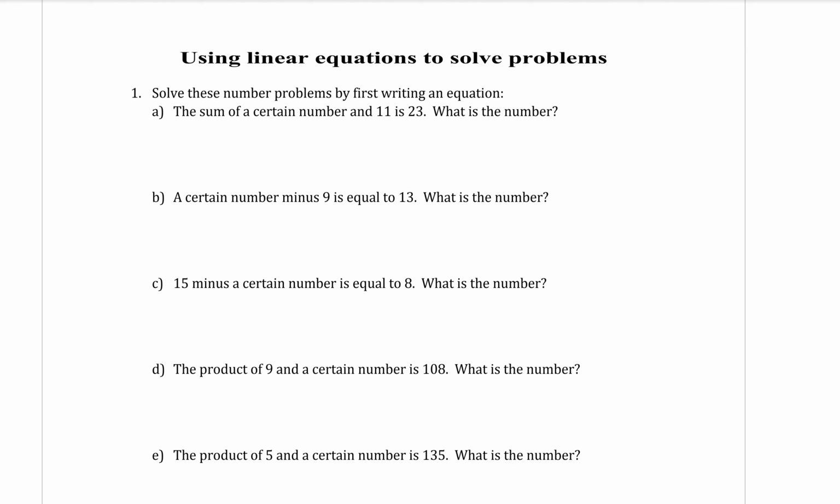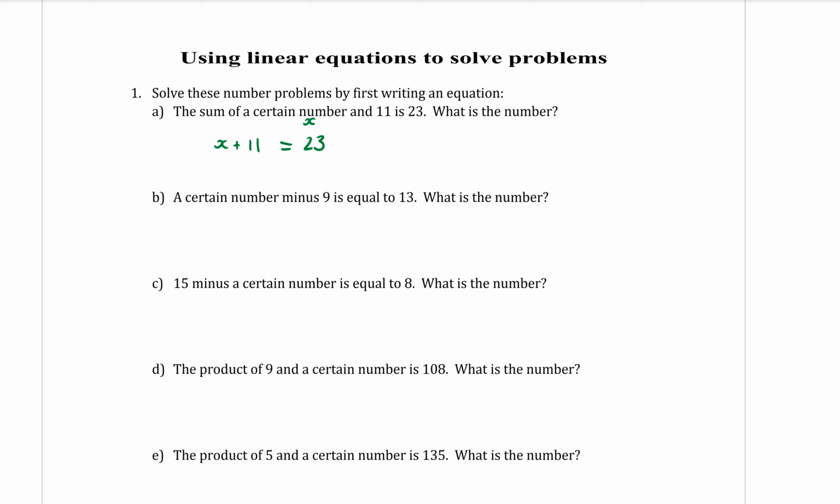Question number 1A. Solve these number problems by first writing an equation. The sum of a certain number, now as soon as it says a certain number, you get to choose a pronumeral to use. Most of the time, I tend to use the pronumeral x. So I'm going to call that x. So the sum of my certain number and 11. What does the word sum mean? Plus. So I want to go x plus 11. So it's saying the sum of my number and 11 is, that word means equal to 23. So there it is. I've written the equation down.